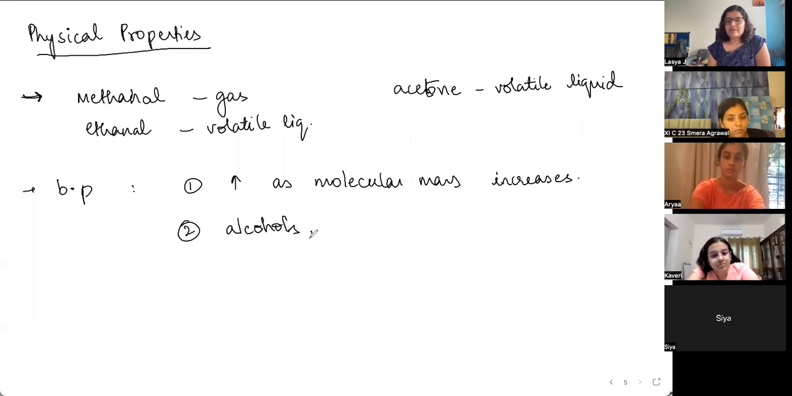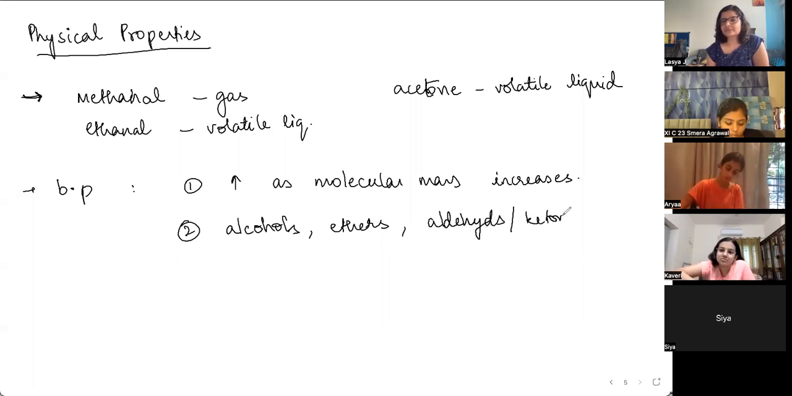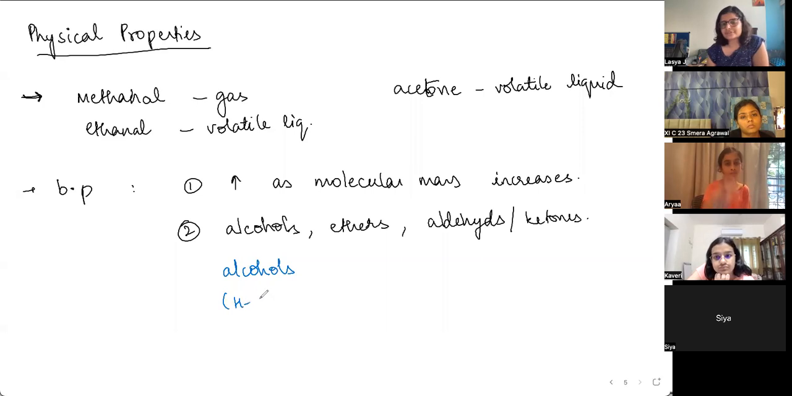So if I have alcohols, ethers, and aldehydes or ketones, what would be the order? This I will highlight. It's important. What would be the order? Maximum boiling point, which one will have? Alcohols. Correct. And the reason being? H bonding. There you go.